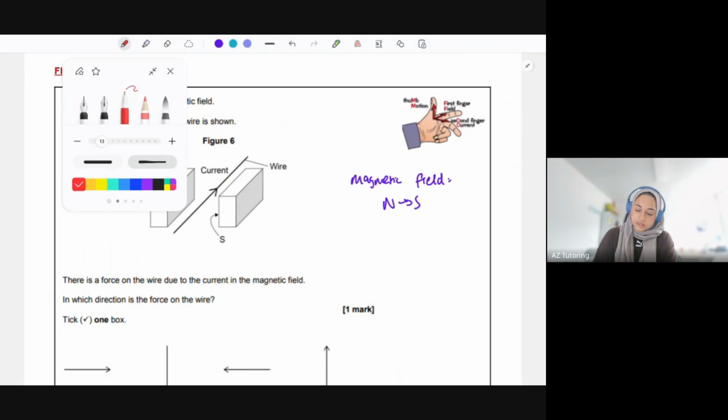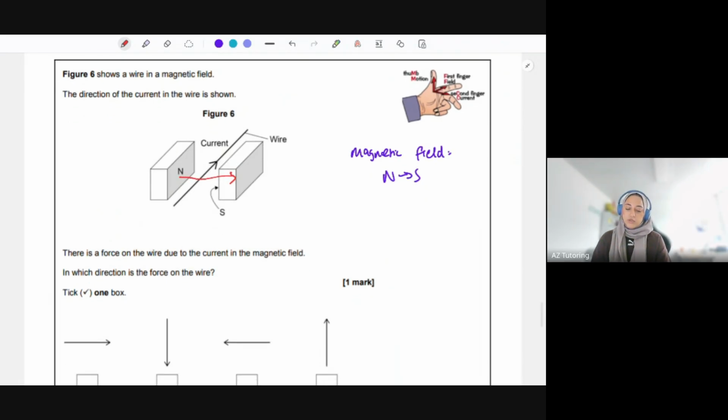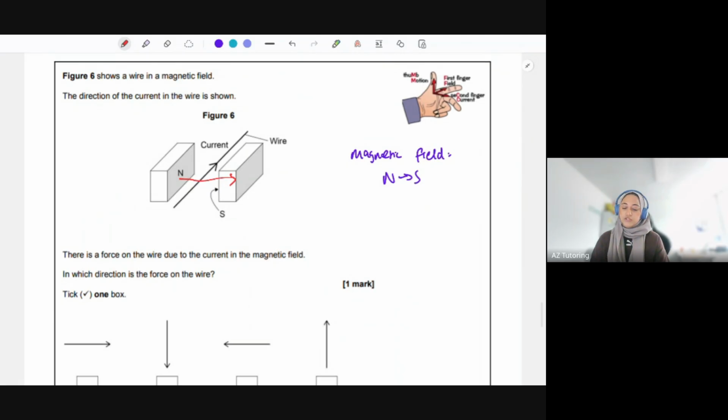It's going north to south. It says there's a force on the wire due to the current in the magnetic field. Which direction is the force? So we're basically working out the motion.